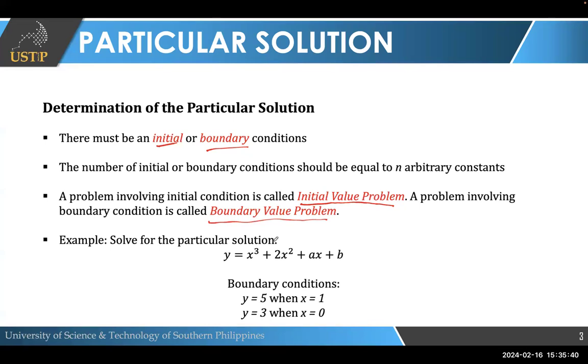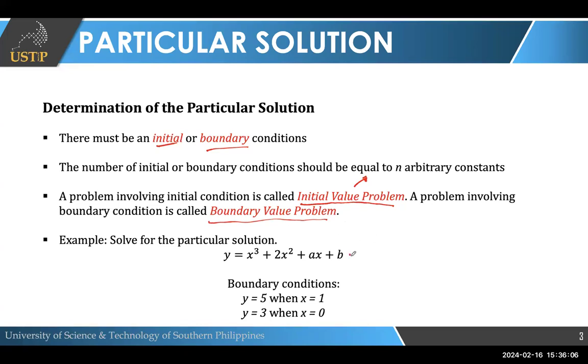So in a way they're the same, because we are given the values of x and y to get the arbitrary constants. But the difference in an initial value problem is that your x, or your independent variable, is equal to 0, since it is initial. And your boundary value problem doesn't necessarily have to have your independent variable equal to 0. It can be any values of x and y.